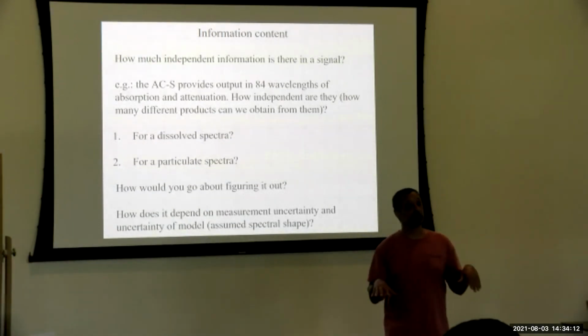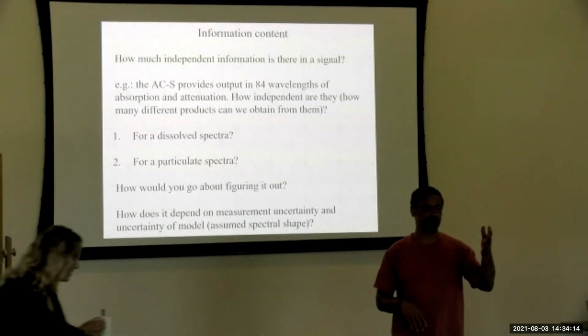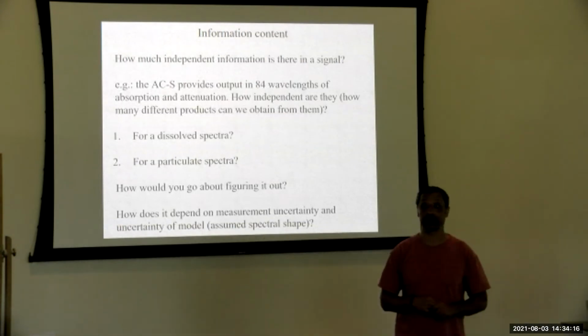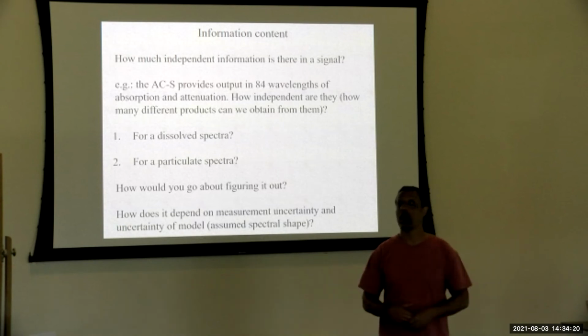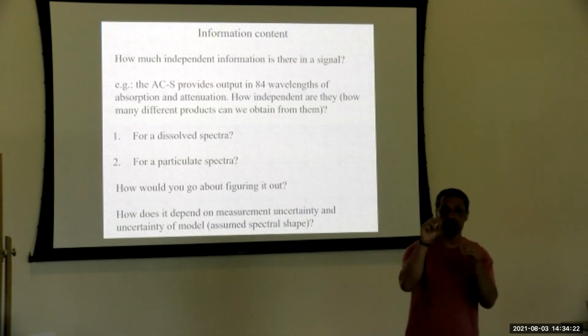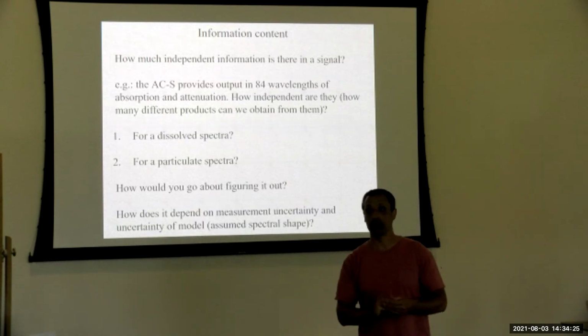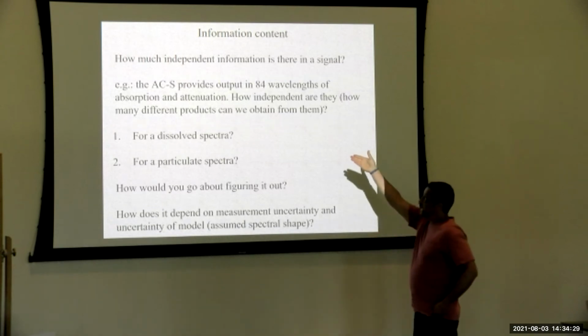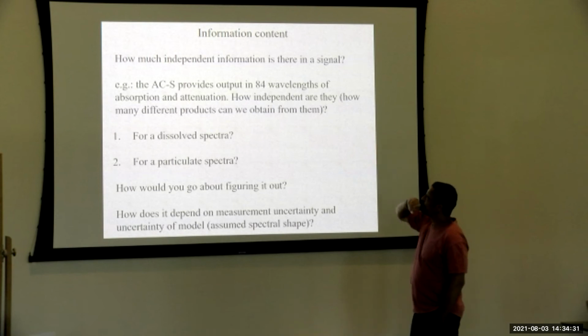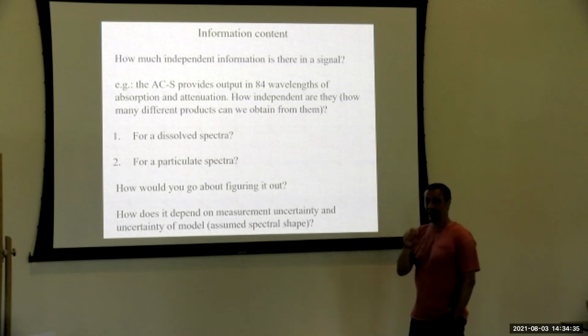Now, information content. This comes to the question of, for example, how many species can I get from hyperspectral remote sensing? How many pigments can I resolve from my ACS? As we said, your ACS provides an output of 84 wavelengths of absorption. How independent are these measurements?